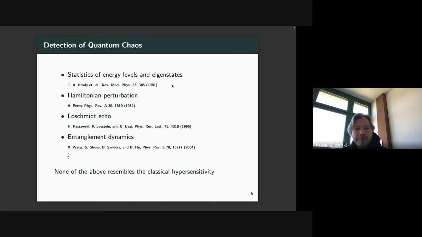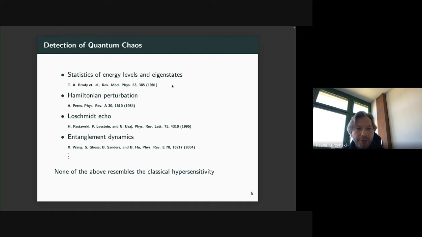So because of this, people invented many different tools to study quantum chaos. I think everything started with analyzing statistics of energy levels and eigenstates of the Hamiltonian. It was quite early noticed that the spectra of chaotic Hamiltonians should behave like spectra of random matrices. So random matrix theory became very important for people studying quantum chaos.